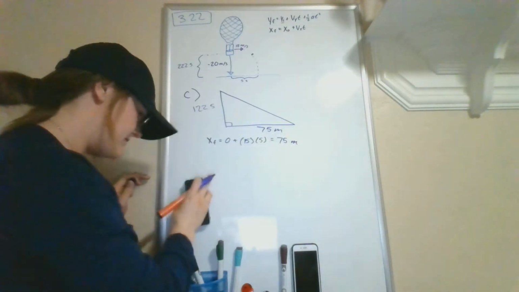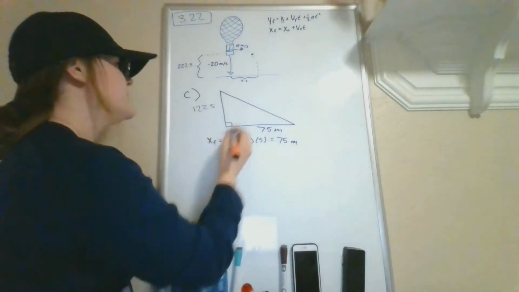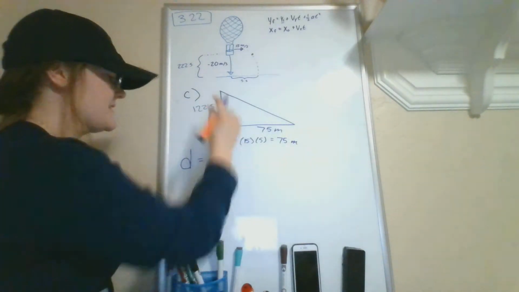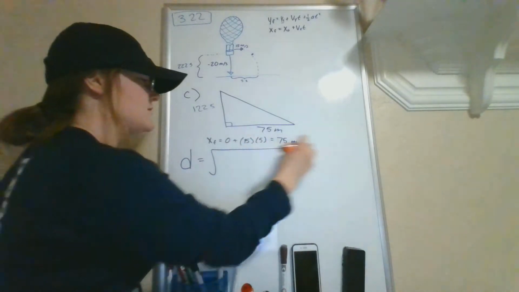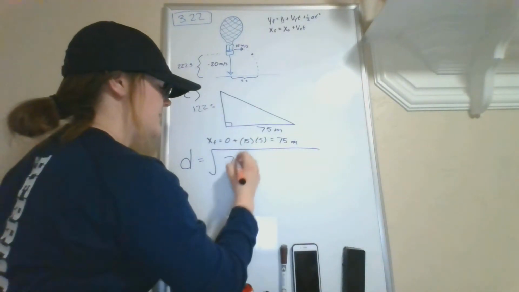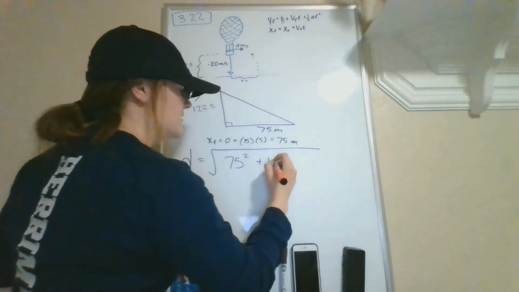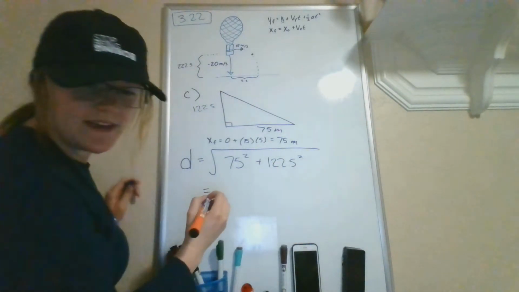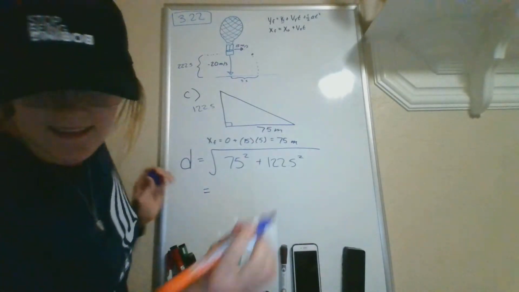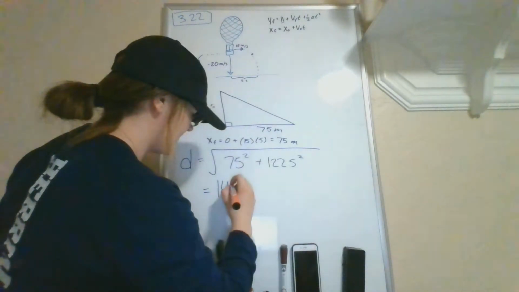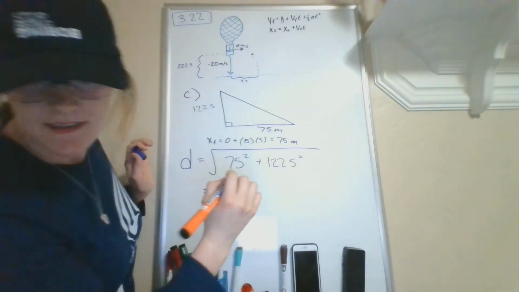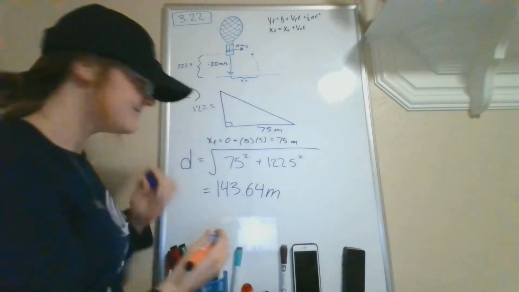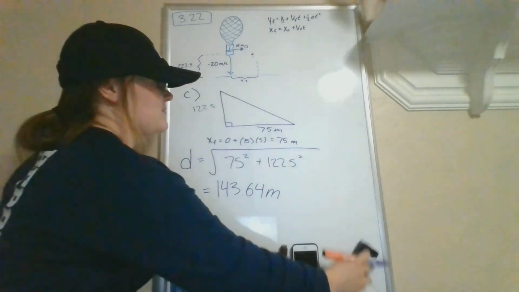So now we're just going to do the Pythagorean theorem. This hypotenuse here, or the distance from the rock to the basket, I'm going to call d, is equal to the square root of 75 squared plus 122.5 squared. And when we calculate that out, we get that our distance is 143.64 meters. Okay. All right, one more part.